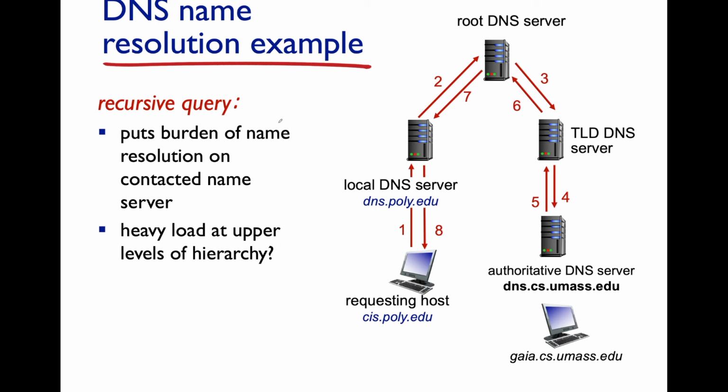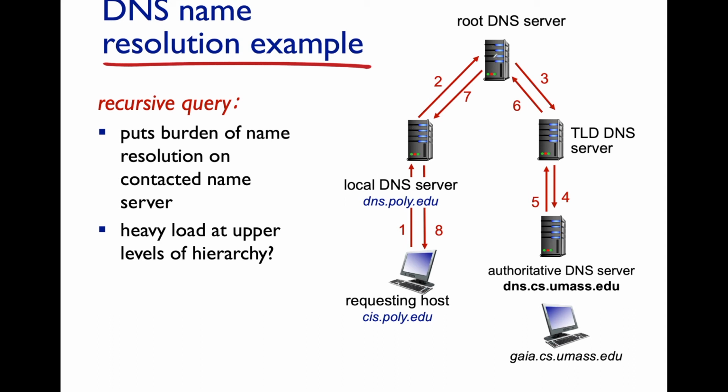So that being said, the requesting host on poly.edu goes ahead and requests Gaia.cs.umass.edu. That first edge is the name address resolution request that goes to the local DNS server. Let's assume that it did not have a cache entry. This is just starting in bootstrap, and there was no cache entry stored at this moment in the local DNS server. And so the local DNS server says, well, I don't have a name address mapping for Gaia.cs.umass.edu. So what does it do? It forwards it to the root DNS server, and that's the second edge.